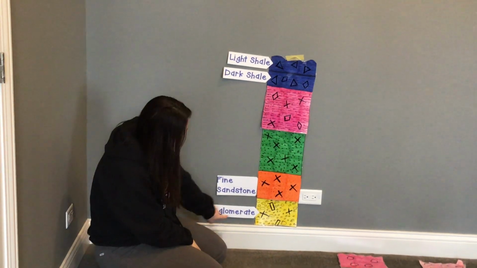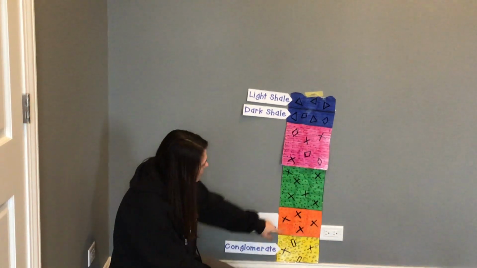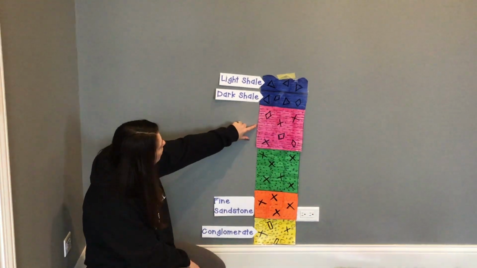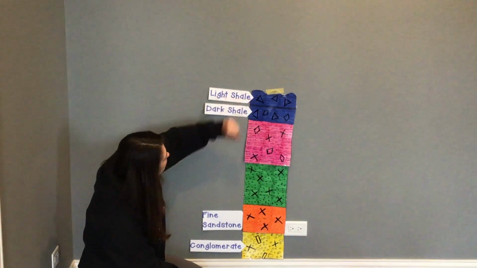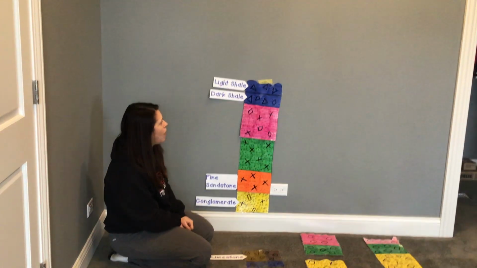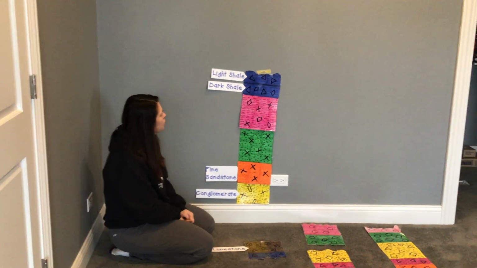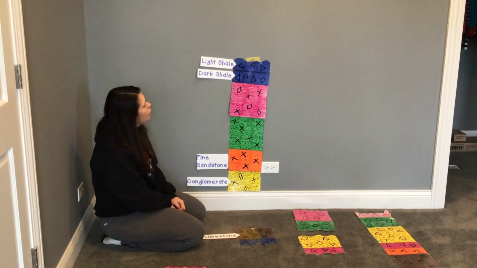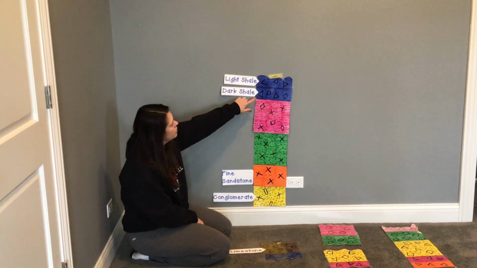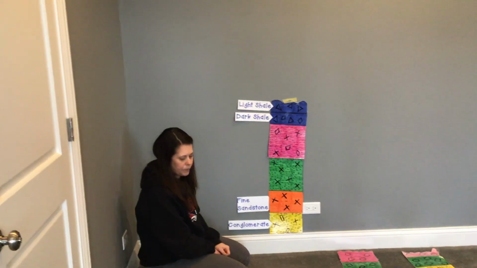Okay, so now we have conglomerate, fine sandstone, coarse sandstone, siltstone. We have two different shales here, a dark shale and a light shale. So they're both the same type of rock. There's just something a little bit different about them that makes one a darker color than the other. I know my colors look the same instead of being two different colors, but this is considered to be a dark shale and a light shale.